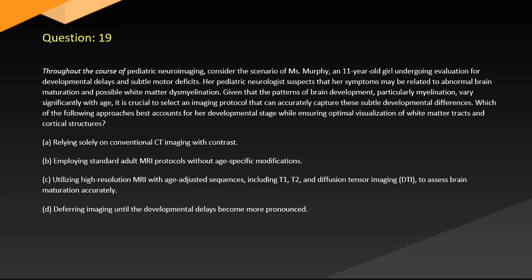Which of the following approaches best accounts for her developmental stage while ensuring optimal visualization of white matter tracts and cortical structures? A. Relying solely on conventional CT imaging with contrast. B. Employing standard adult MRI protocols without age-specific modifications. C. Utilizing high-resolution MRI with age-adjusted sequences including T1 and diffusion tensor imaging (DTI) to assess brain maturation accurately. D. Deferring imaging until the developmental delays become more pronounced.